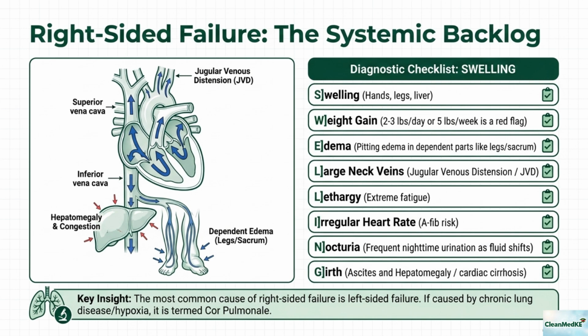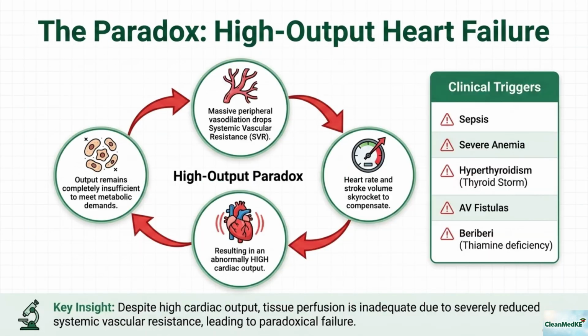ascites. It's also common for these patients to experience nocturia, because when they lie down at night, all that fluid from their legs shifts back into the bloodstream and heads straight for the kidneys. Remember, the most common cause of right-sided failure is actually pre-existing left-sided failure. There's a fascinating clinical paradox called high-output heart failure.